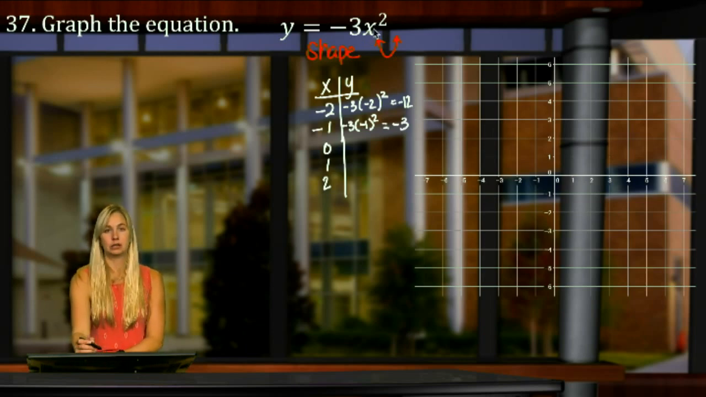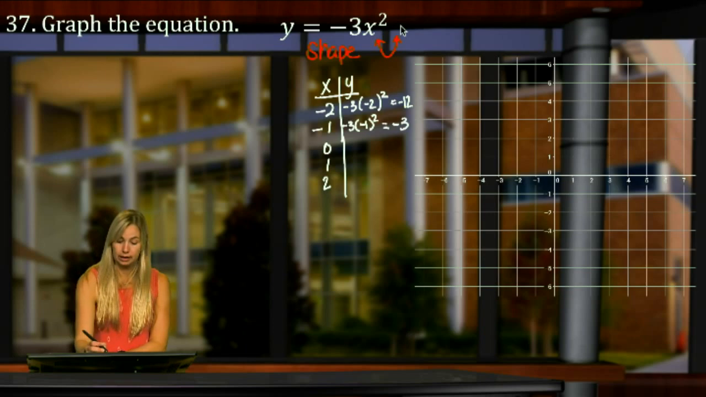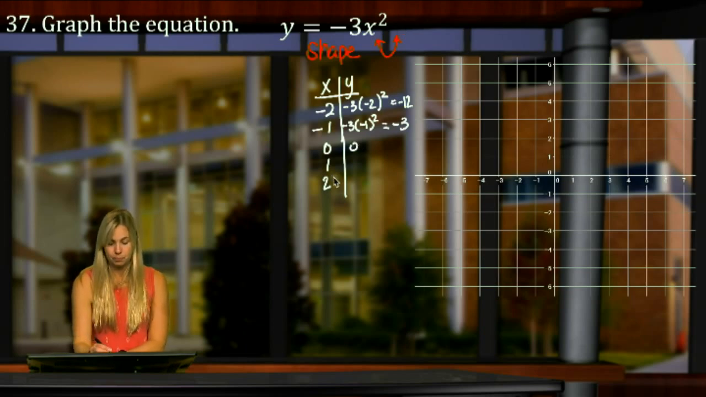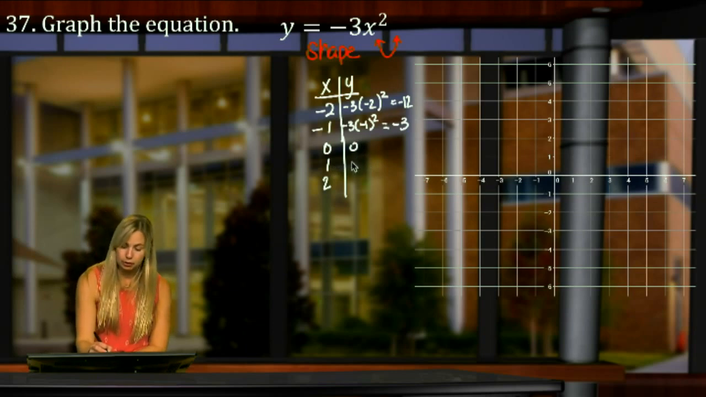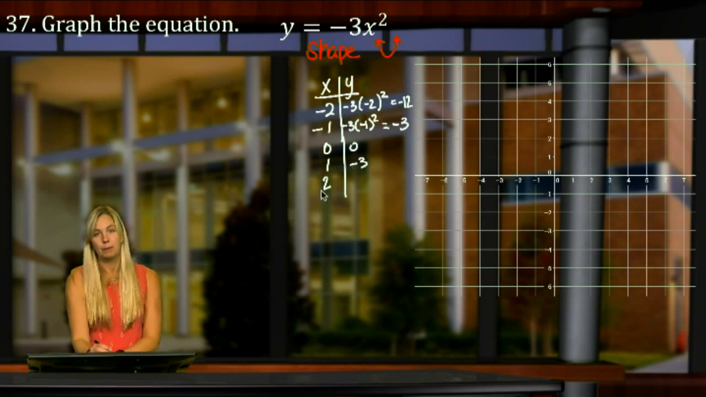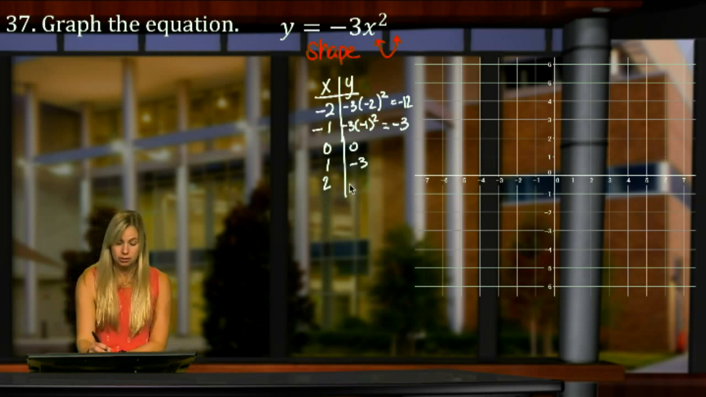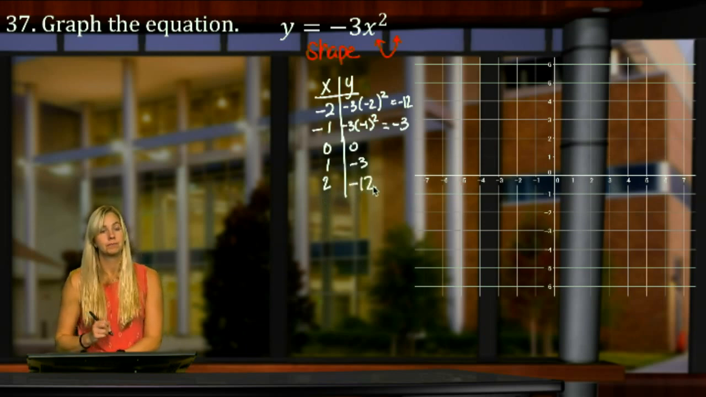Plugging in x equals 0. 0 squared is 0 times -3 is still 0. 1 squared is 1 times -3 is -3. And plugging in 2, 2 squared is 4 times -3, -12.